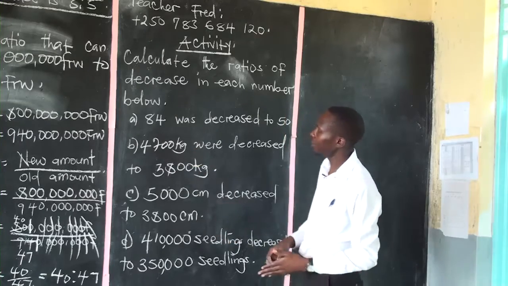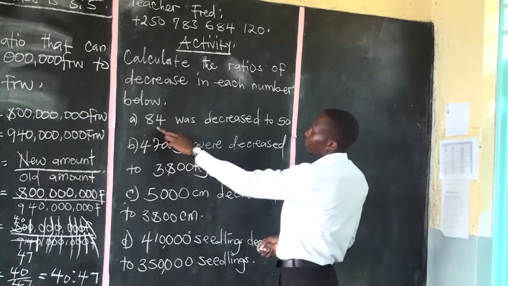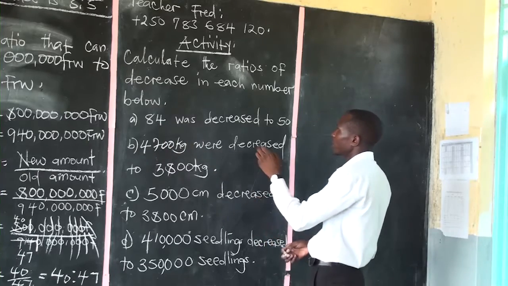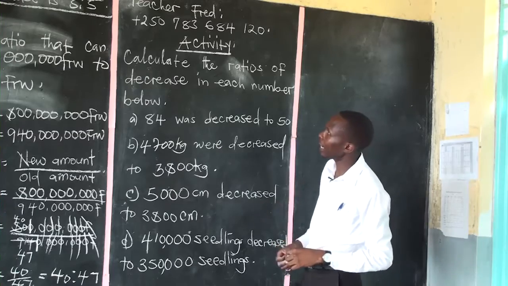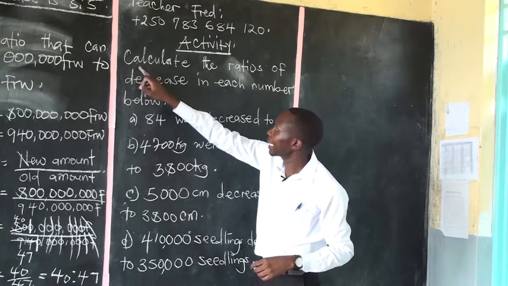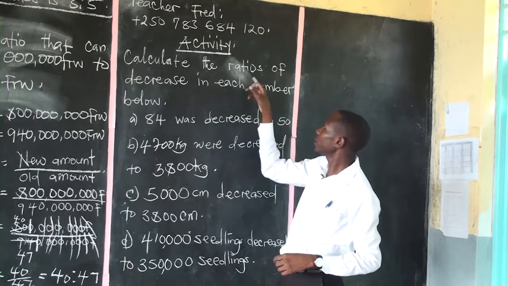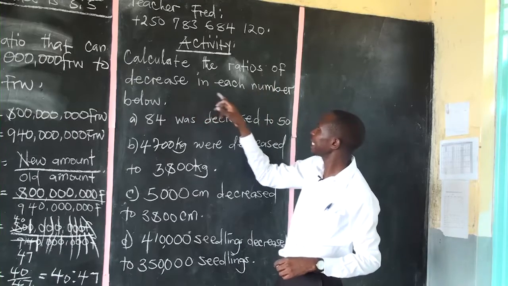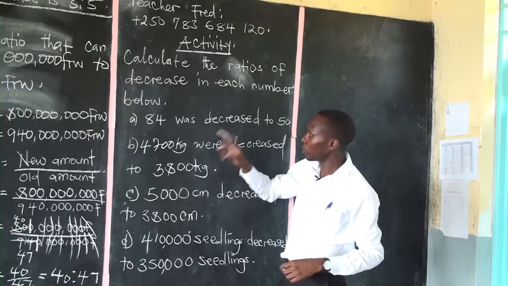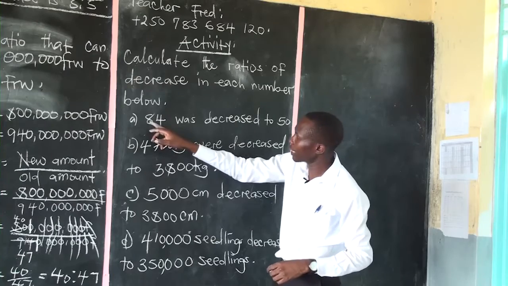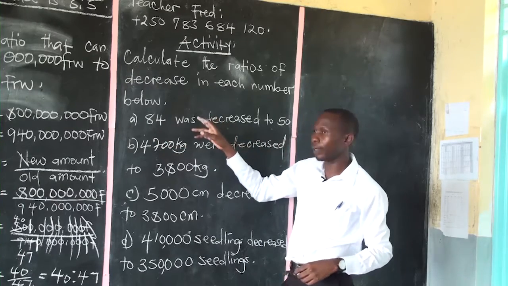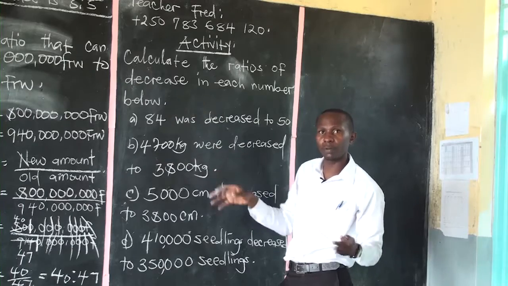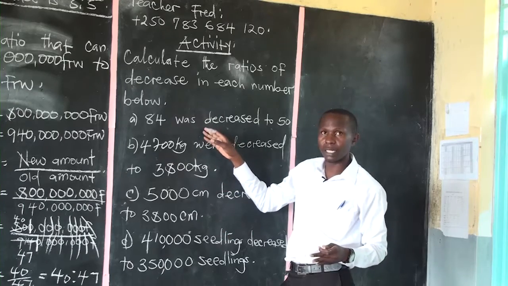Let's look at number one. 84 was decreased to 50. But what is the question saying? The statement is saying calculate the ratios of decrease in each number below. So in the first number, they have given us 84 was decreased to 50. So they want you to calculate the ratio of decrement within this first example.